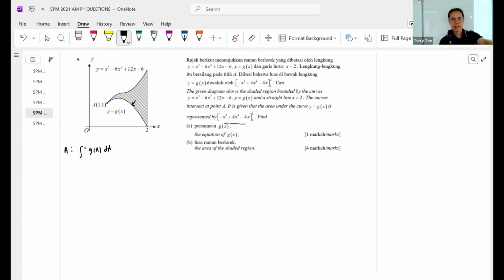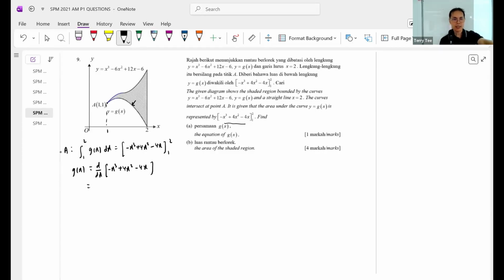When you integrate 4x from 1 to 2. Okay lah. So what are we finding? We are finding the equation of g(x). If you integrate g(x), you get this. How to get g(x) from here? The opposite of integration is what? Differentiation. So you have to differentiate negative x cubed plus 4x squared minus 4x, isn't it? Differentiate this, you get back the g(x).